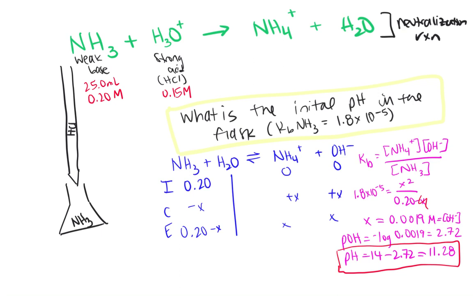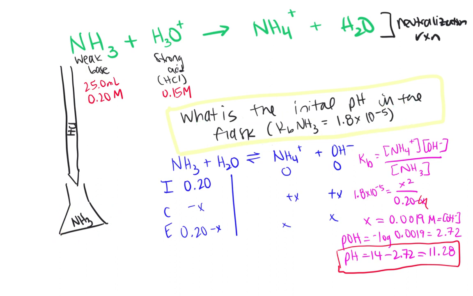So here we're doing a weak base strong acid titration. You can see we have the base in the flask and our titrant is the HCl, our strong acid. You have your concentrations of both and you know how much base you started with in the flask. So you can answer this question, what is the initial pH in the flask?